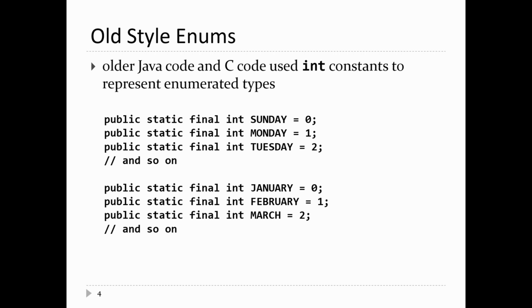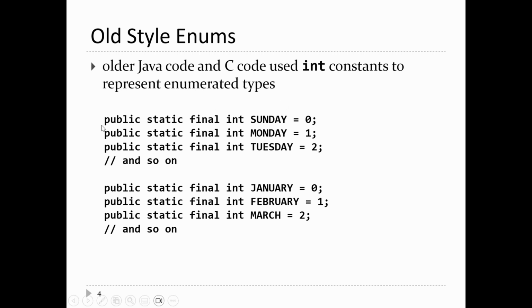And so it used to be common that you would use ints to represent your constant values. So Sunday would be one of your days, Monday would be one of your days, Tuesday would be one of your days, and you just give them a different constant value, 0, 1, 2, up to 6 in this case. Similarly for the months, so January, February, March, and so on, you'd number 0 through 11, possibly 1 through 12, depending on how you decided you wanted to choose your constant values.